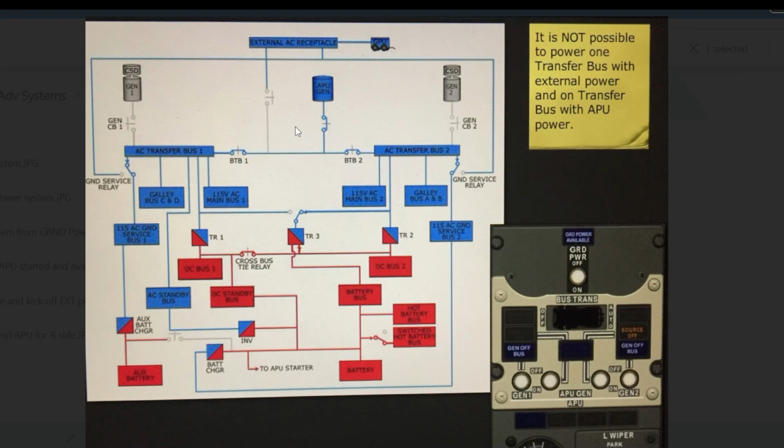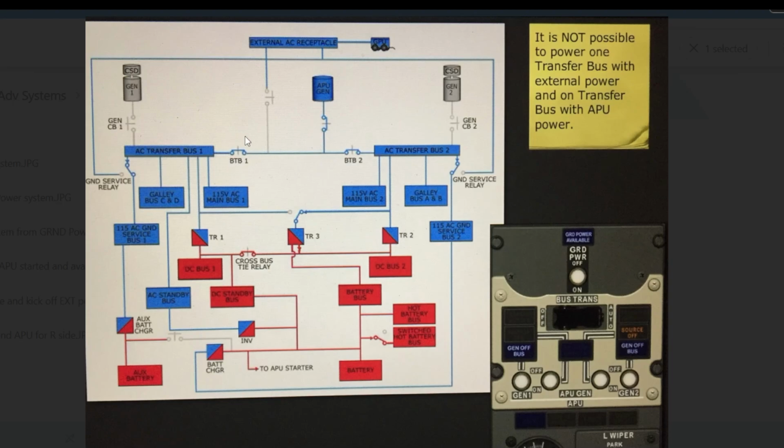So that is why if you have the APU, if you switch just the left APU on down here, the APU is going to be powering AC transfer bus 1 and AC transfer bus 2 if this is on auto, because basically you're going to open this, which means this must close. If you flip the left switch here, it's going to be wanting to power AC transfer bus 1 with APU, because that's what you just told it to do.